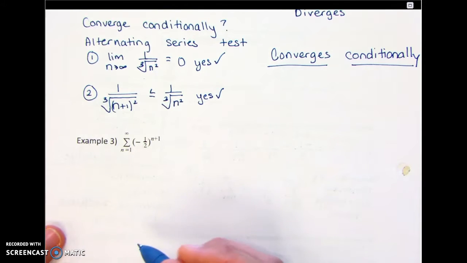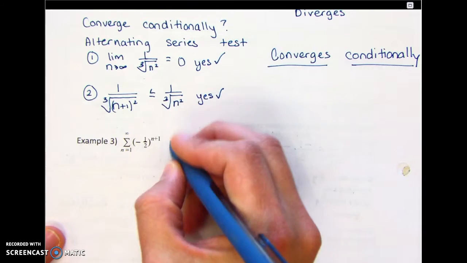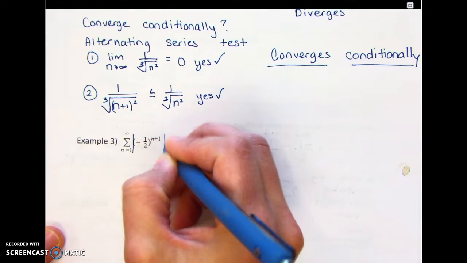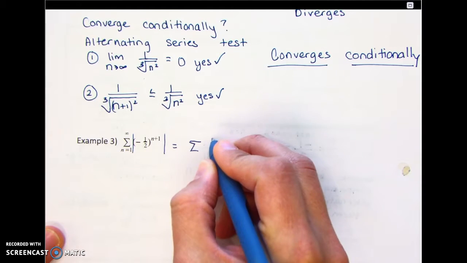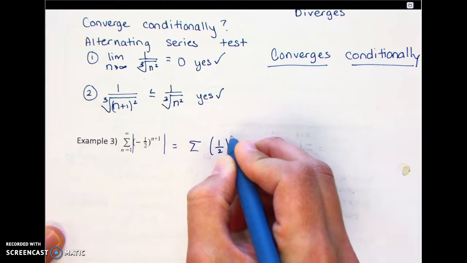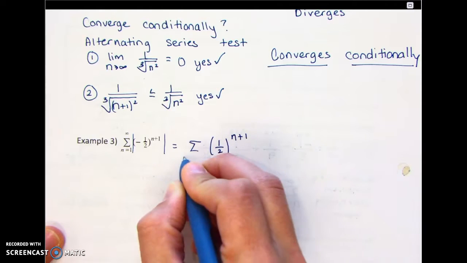Next example. Okay, last one. So what do we check for first? We check the absolute value. So if we put a little absolute value around this, what do we get? We just make it positive. So we get this, 1/2 to the n plus 1.